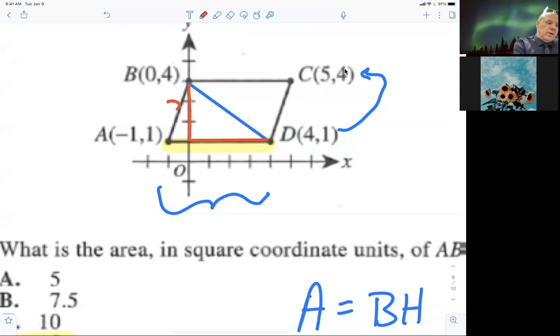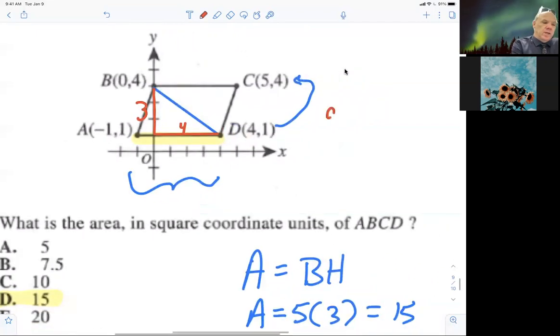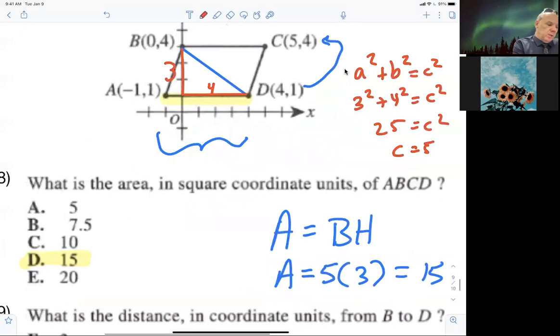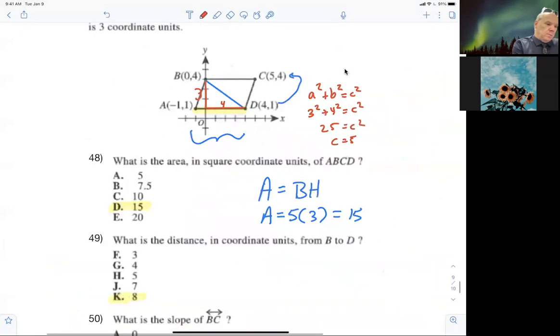So this distance right here is 3. Is everybody okay with that? And this distance right here is what? 4. Everybody agreeing? So now we can do a squared plus b squared equals c squared. 3 squared plus 4 squared equals c squared. 25 equals c squared, so c equals 5. So the correct answer was actually H.